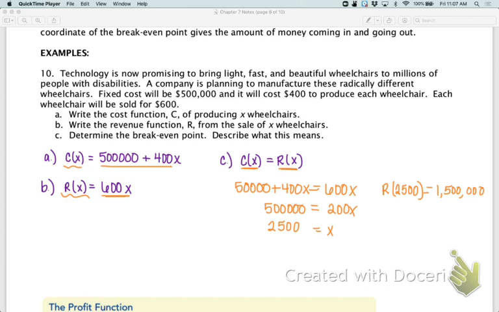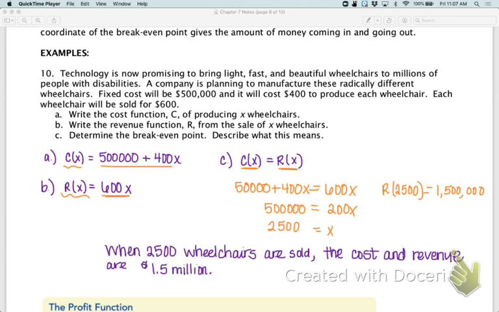And so if we do 600 times 2,500, we get 1,500,000 or 1.5 million. So it wants us then to describe what this means. Well, what this means is that our break-even point is I need to produce 2,500 wheelchairs, which will both cost and bring in a revenue of $1.5 million. My profit there would be zero, but both the cost and the revenue are the same. And so when we interpret this here, this is how I would describe it. When 2,500 wheelchairs are sold, the cost and revenue are $1.5 million.